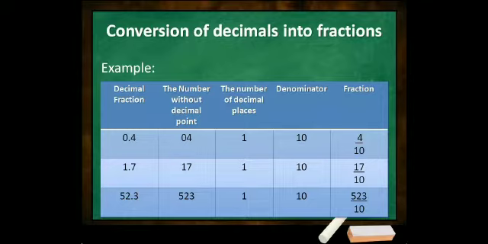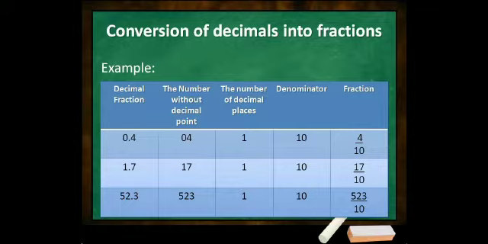Now the first number you have is 0.4. When you write it without the decimal point, it becomes 04. Now, after the decimal point, how many digits are there? Yes, there is only one digit. So the number of decimal places is 1. One digit means the denominator becomes 10. When you write it as a fraction, it is 4 upon 10.